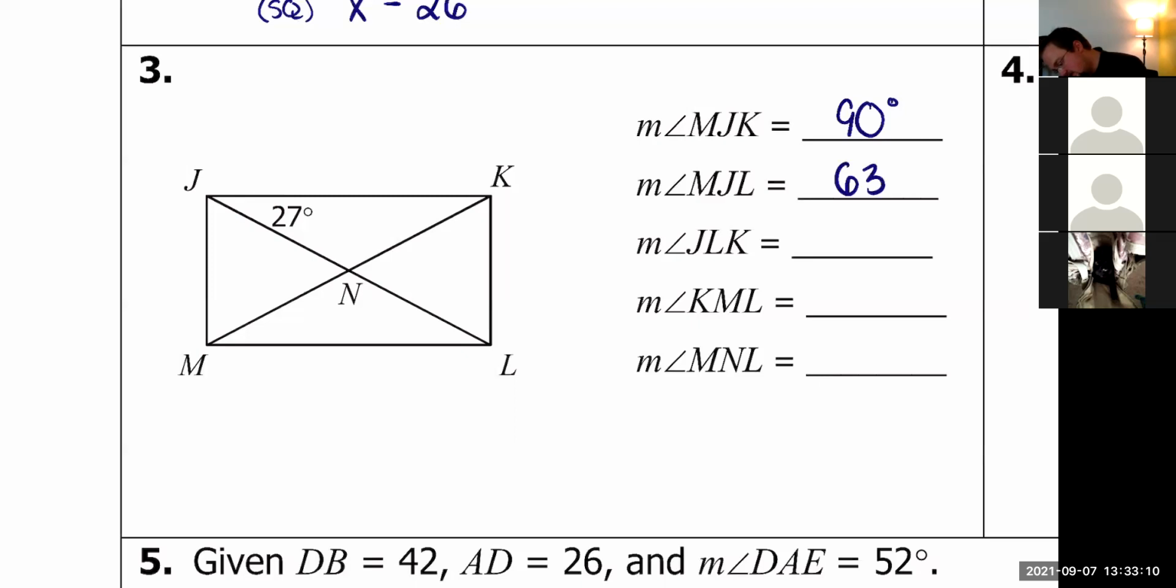63 degrees. Okay. Next up on our list is JLK. Well, this one's kind of sly, but remember, rectangles are just fancy parallelograms, which means this angle right here and this angle down here are alternate interior angles. 90 subtract the 27. Yep, which we've already done. So that's 63.